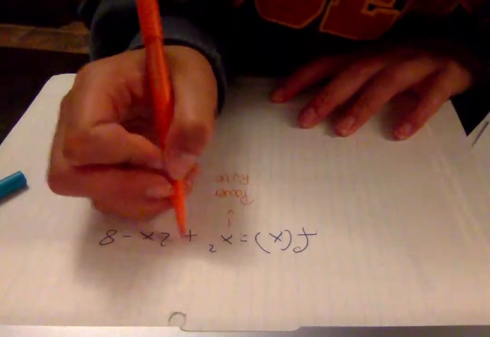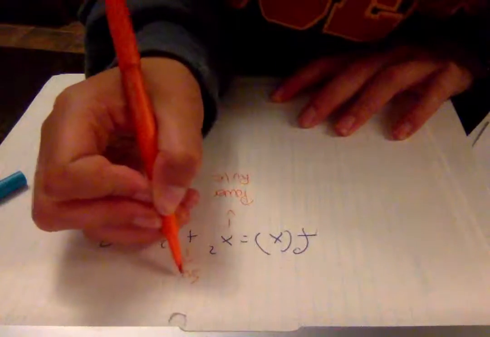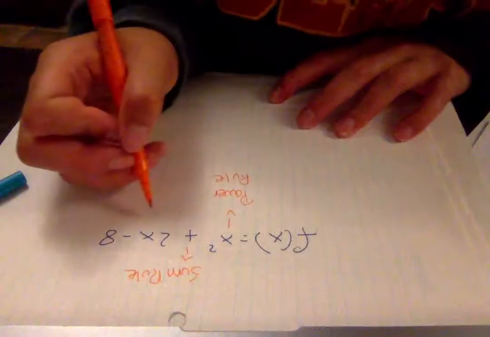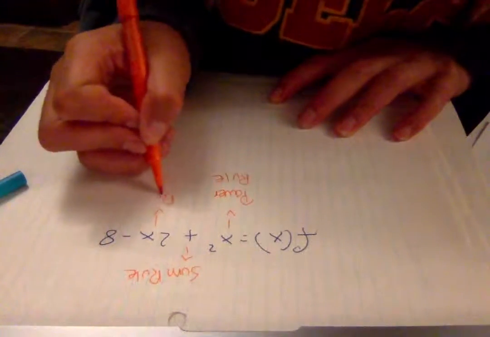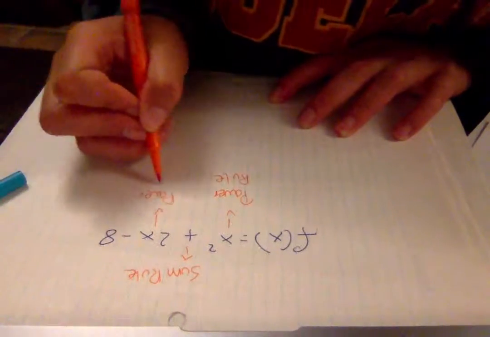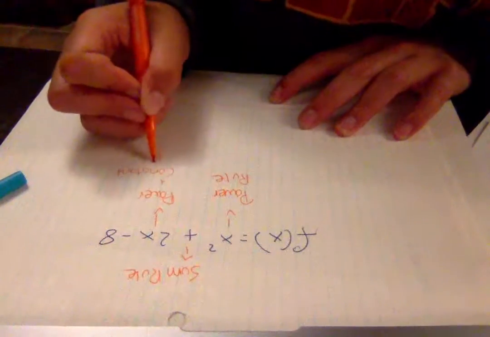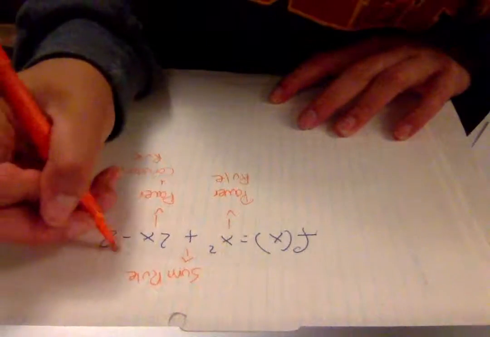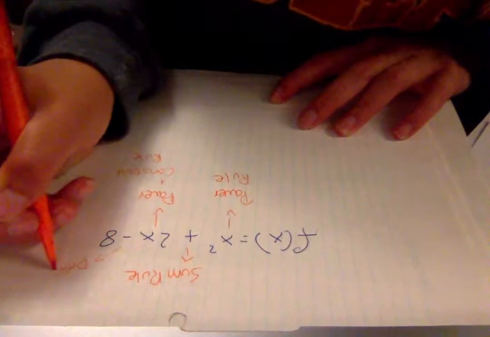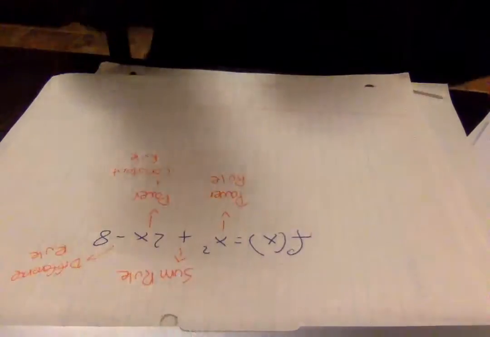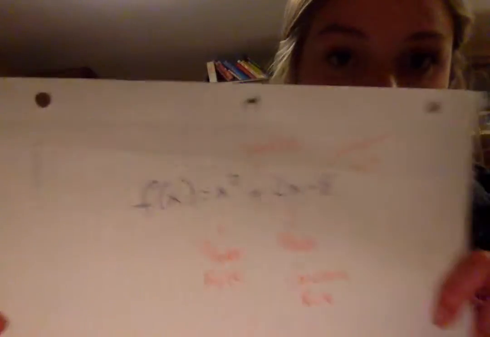The plus is the sum rule. The 2x here is the power rule and the constant multiple rule together. And then the negative here is the difference rule. Just a little brief. This is what we're starting with for our first example.